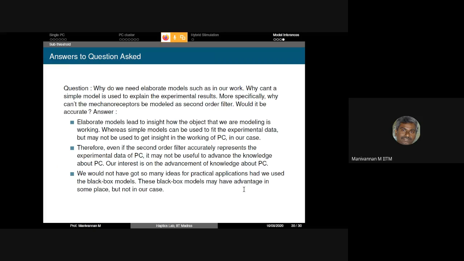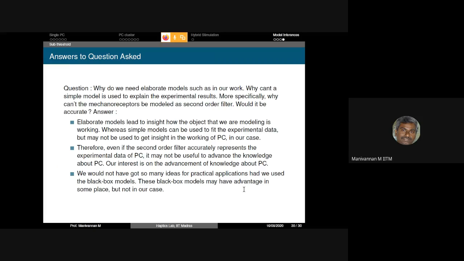The elaborate models lead to insight into how the object that we are modeling is actually working. In our case, it's a PC. So the whole purpose of modeling the PC is to get insight into it. If you simplify with a second order filter, it defies the purpose for which the modeling is done. We don't get any insight at all, or the insight we get from a second order filter may be very limited. If we hadn't modeled with an elaborate model like this, we wouldn't have got the idea of the extension, the idea of the patents. These all have practical implications. Therefore, even if the second order filter represents the experimental data of the PC accurately, it may not be useful to take advantage of the knowledge about the PC.